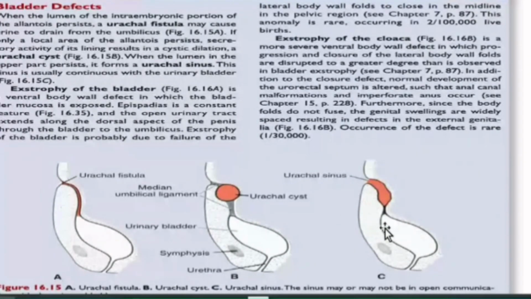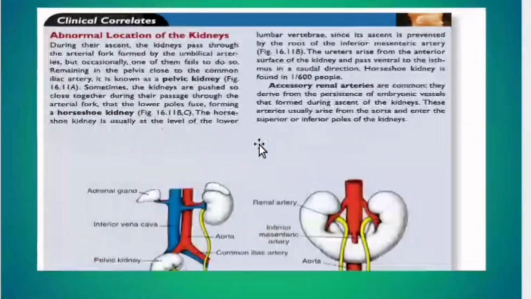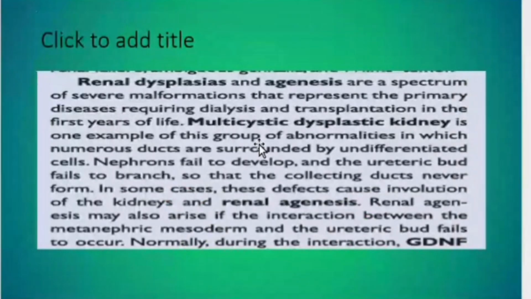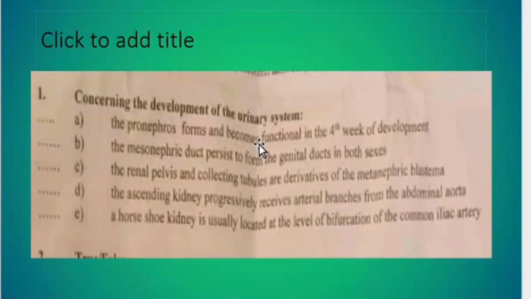This one is not in communication with the bladder, but it is in communication with the external surface. Just wanted to mention that and get that out of the way. Right, perfect. Number one, concerning development of the urinary system, the pronephros form and become functional in the 4th week of development. So this is false. Why? Because they don't become functional, but they form in the 4th week of development, right?